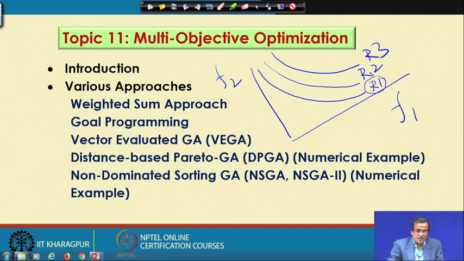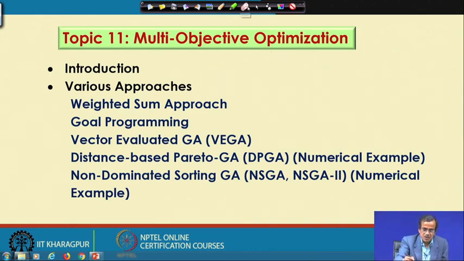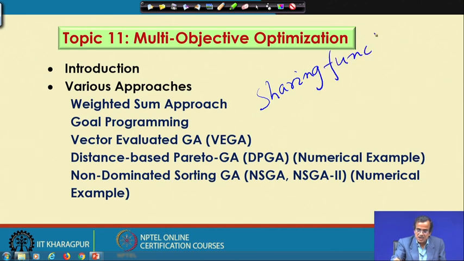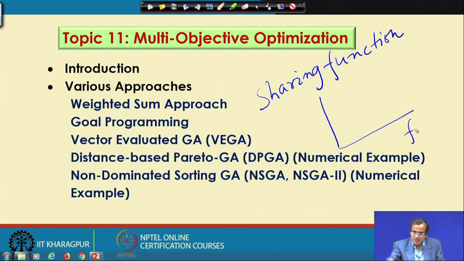Now, how to maintain the population diversity? As I discussed, in NSGA what we use is the concept of sharing just to maintain diversity in the population. Suppose I am going to find the Pareto optimal front for F1 and F2, both to be minimized, and I have one solution here, another here, another here, and here a few solutions which are very close to each other, and here a few more solutions.